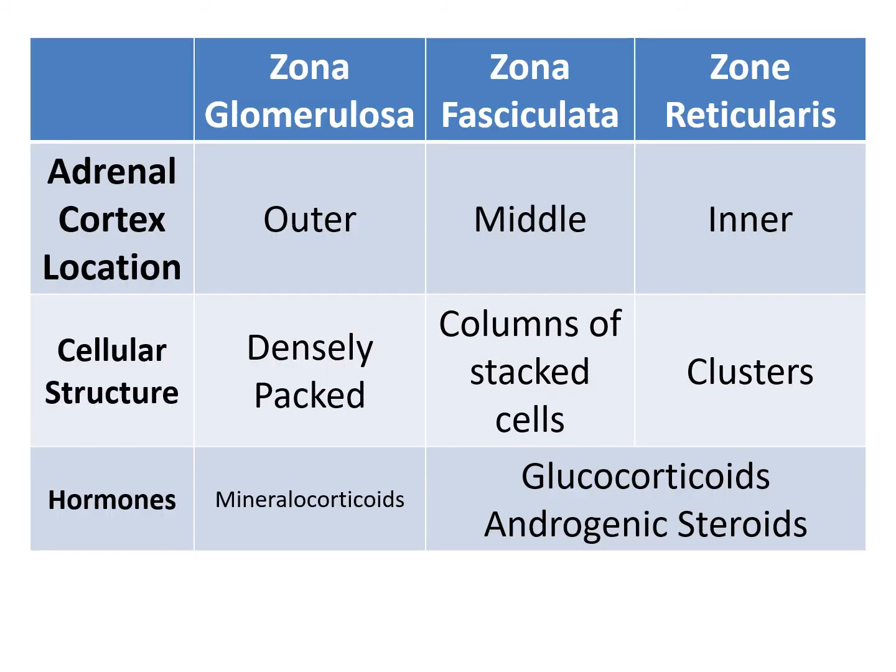So here I've made a little table for you showing the different layers: zona glomerulosa, zona fasciculata, and zona reticularis. It shows the outer, middle, inner layers, and that they're distinctly different histologically. But the zona glomerulosa produces mineralocorticoids, whereas the zona fasciculata and zona reticularis produce glucocorticoids and adrenergic steroids.